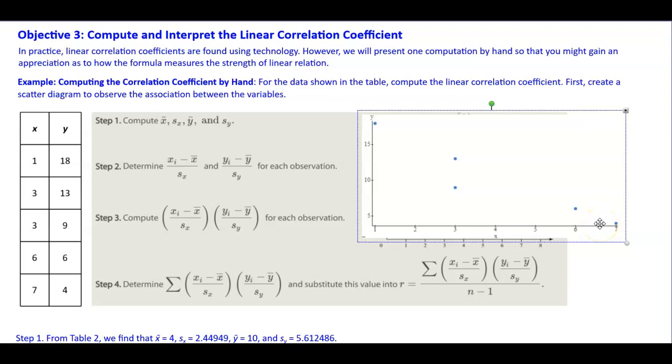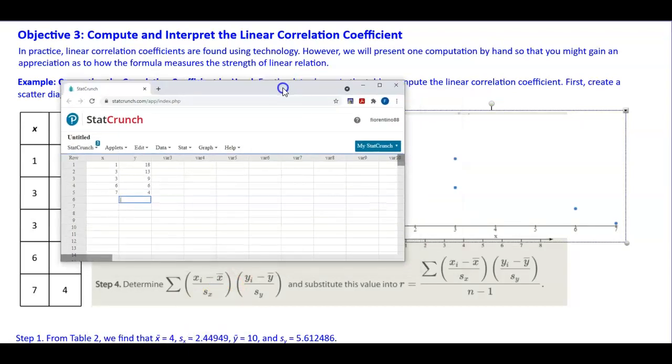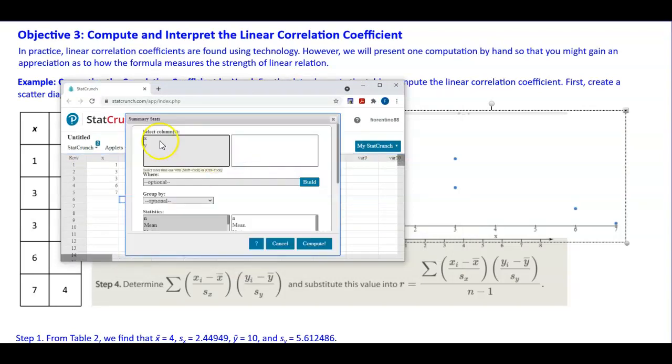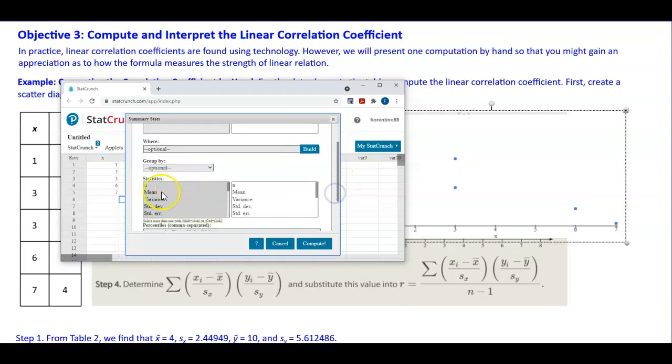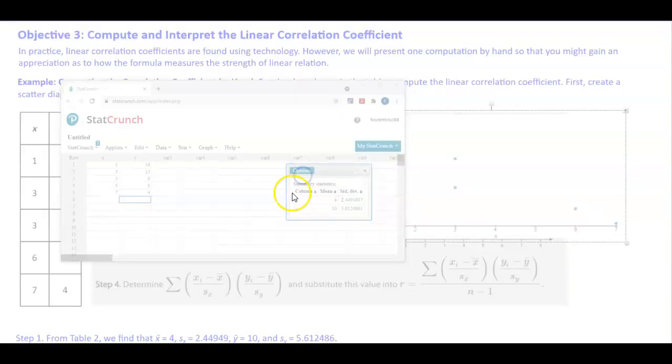Now the next thing we want to do, in step 1, is compute the sample mean and the standard deviation for the x values, and the sample mean and standard deviation for the response variable y. We can do that using StatCrunch. We're going to go to Stat, Summary Stats, select Columns, and select both of them. We want the mean and the standard deviation. So we're going to select Compute.